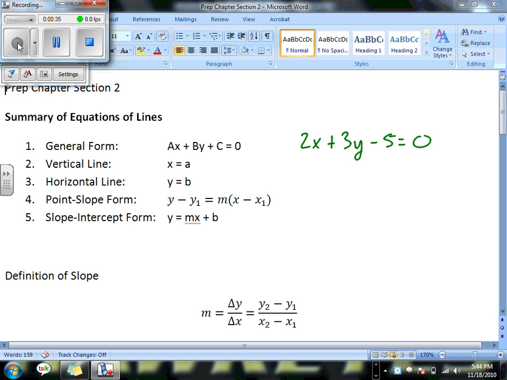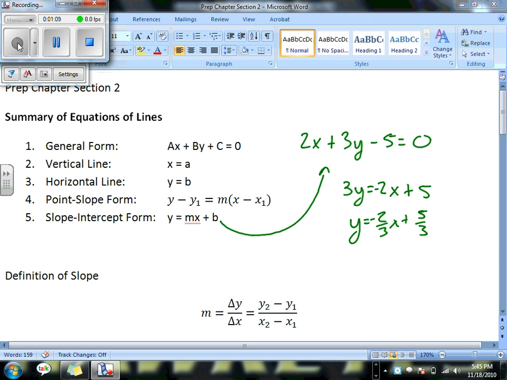All right. You could change this to slope-intercept form by getting y by itself. So you'd add 5 and negative 2x over and have 3y equals negative 2x plus 5. Divide by 3. y equals negative 2/3 x plus 5/3. Actually, that's a minus, by the way, minus 2/3 x. Okay, and that gives you your slope, mx plus b. So you can change general form to slope-intercept form or slope-intercept form to general form very easily.